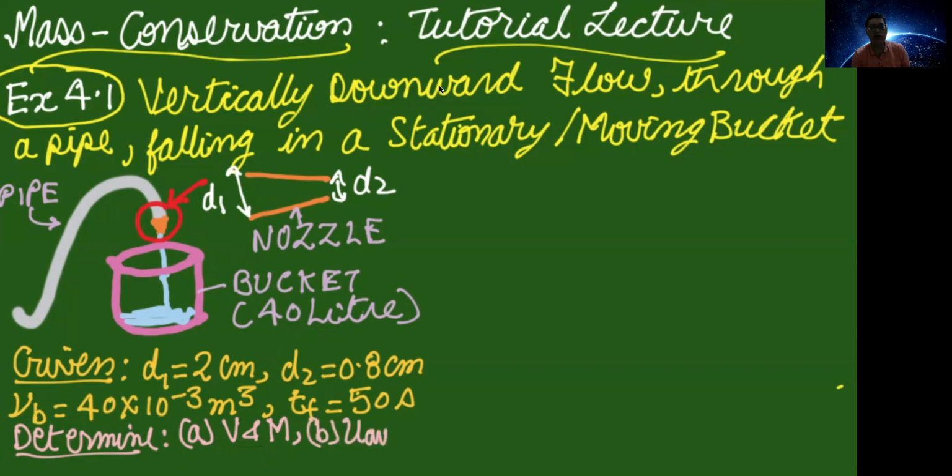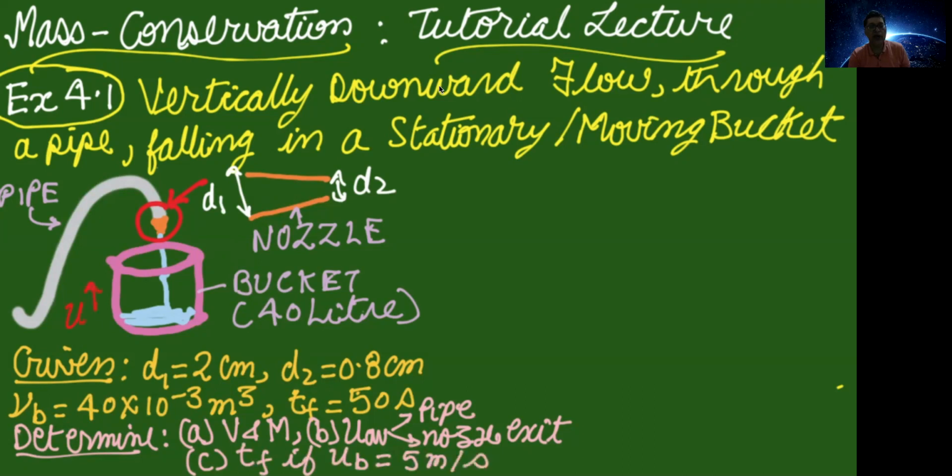And in the second part, we have to calculate the average velocity. As I mentioned earlier, in a pipe, the average velocity of the fluid is constant because the pipe is of constant cross-sectional area. Whereas in a nozzle, since the cross-sectional area is reducing, the average velocity increases along the flow direction. And in the third part of this question, you have to calculate the total filling time if the bucket is moving upward with a velocity of 5 meters per second.